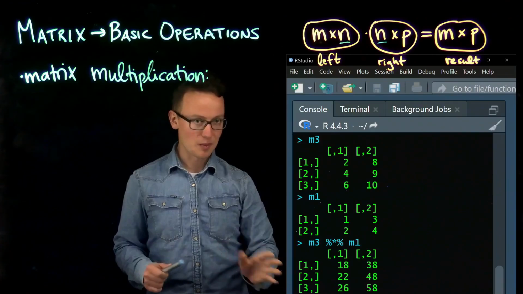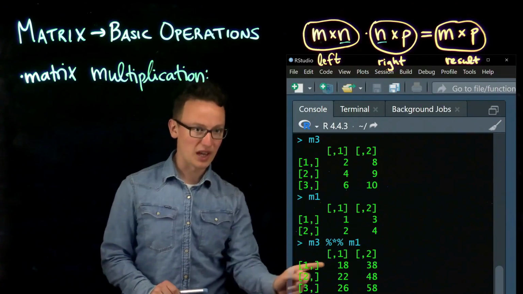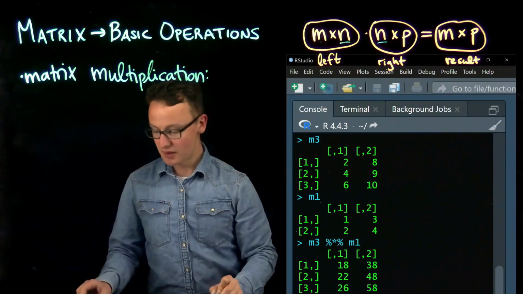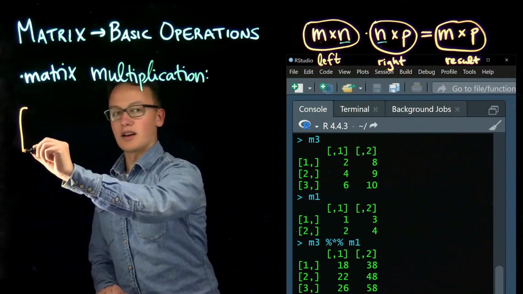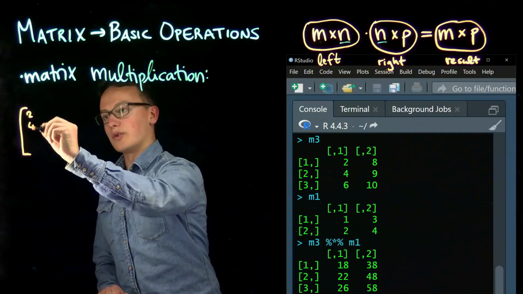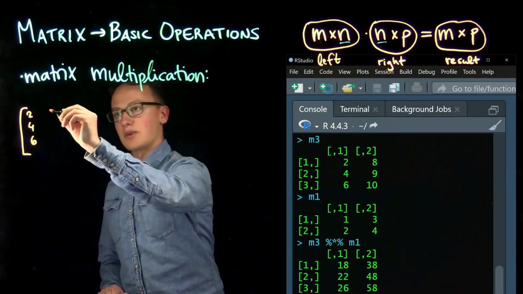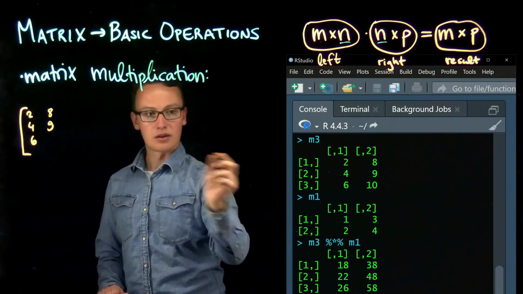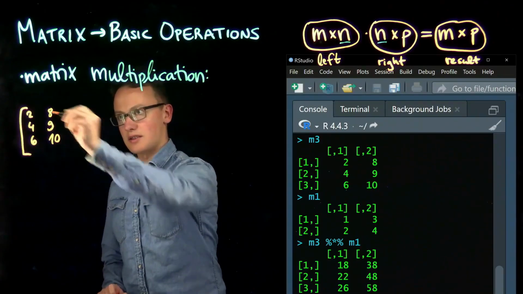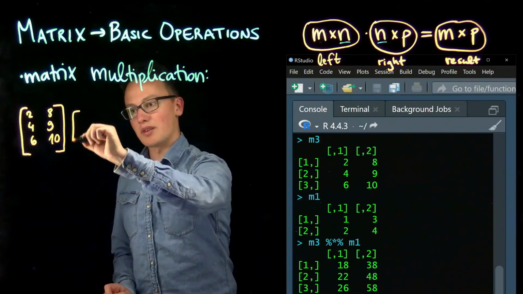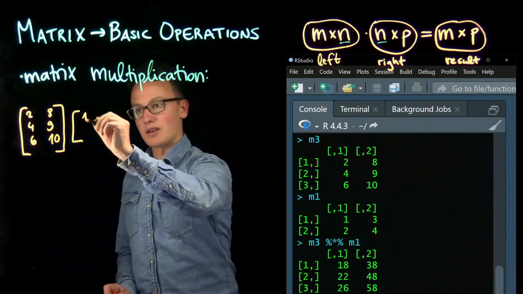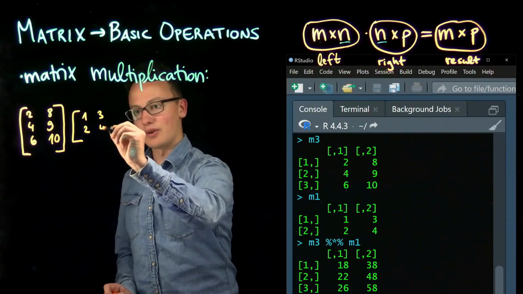Now let's also maybe quickly do this by hand to verify if we'll get to the same numbers. So what this means is, okay, on the left side we have the matrix 2, 4, 6, and on the right side we have the second column, which is 8, 9, 10, so that's the entire matrix basically. And we multiply this with a 2x2, which is 1, 2, 3, 4.